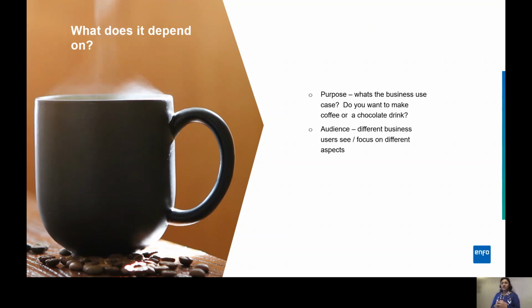So what do we make of this? It means that everything has a context. It has a purpose. It depends on who is looking at the data and for what purpose they're looking at it.